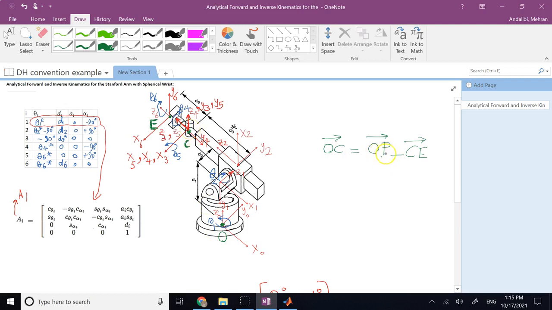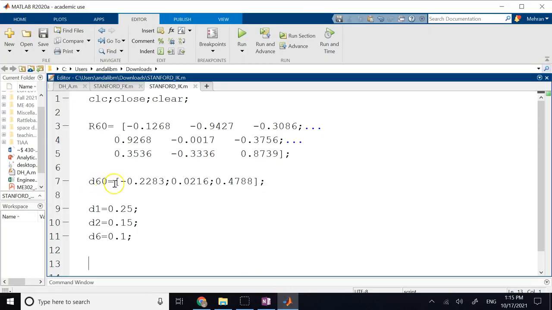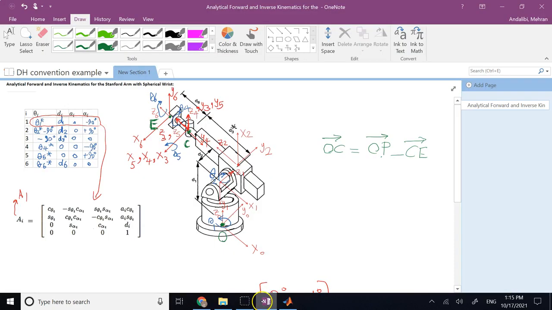Now the question is, what is OP? Well, that's the position of the end effector in base, so that is exactly this guy here, D of 6 in 0. So this one is perfectly given to me, right? What about this CE? Well, I know this vector has a constant length of D6, and the direction of that is the same as the direction of what? Z6, because if you see Z6, Z3 and Z5, they're all in the same direction. So it is in the direction of fixed Z6, and the magnitude of it is D6.